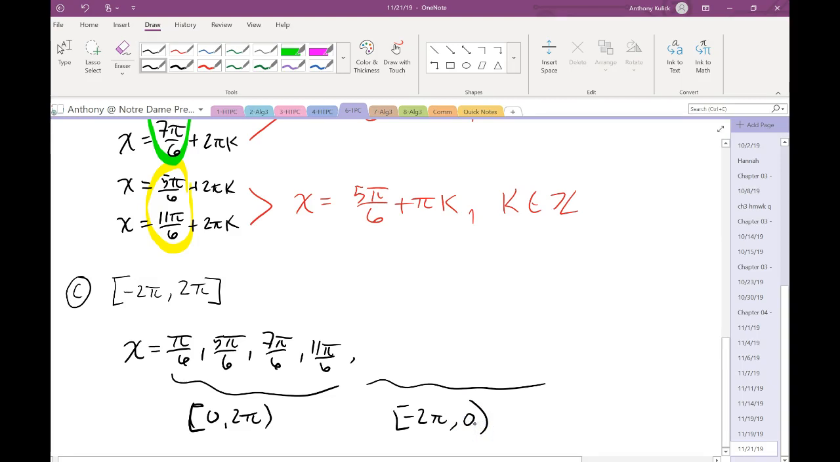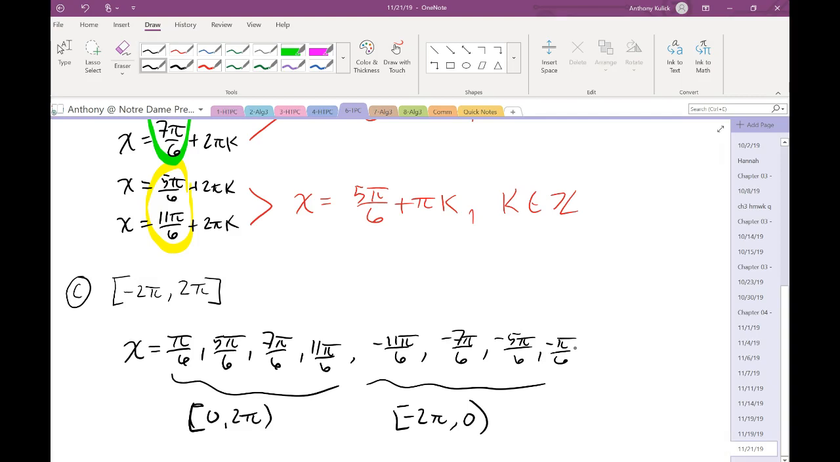How do I do that? Don't add. I subtract 2 pi from each of those 4 answers, right? So if I subtract 2 pi from pi over 6, I get negative 11 pi over 6. If I subtract it from 5 pi over 6, I get negative 7 pi over 6, and then negative 5 pi over 6, and then negative pi over 6. And that'll be my answer for part C. Everybody good with that one?